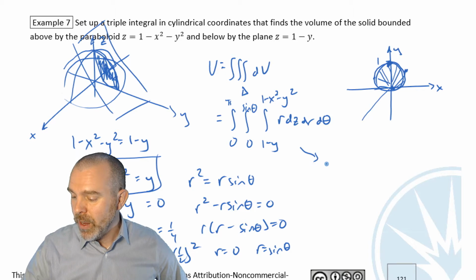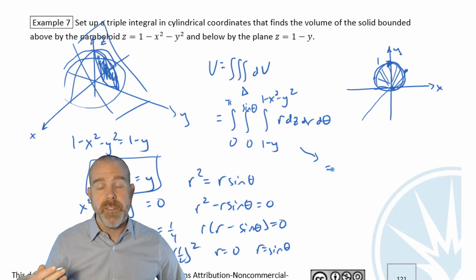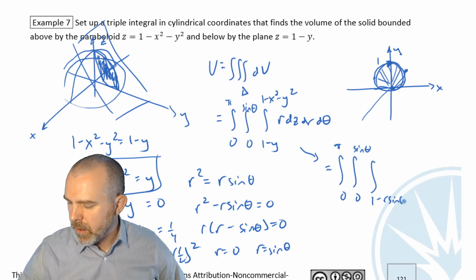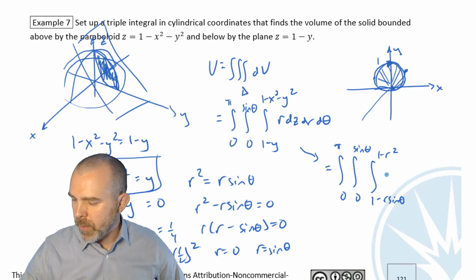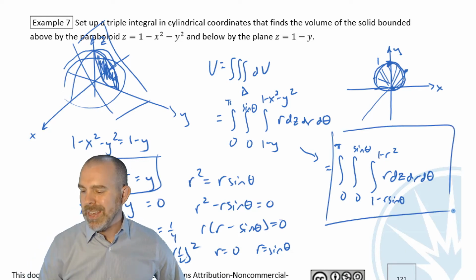The last thing we need to do here is fix the x squared minus y squared and the y, because they have to be in terms of r and theta. So let's rewrite this. 0 to pi, integral 0 to sine theta. And then y is r sine theta. And we could call that 1 minus r squared, right? If you factor out a negative 1, it's x squared plus y squared. And then we have r dz dr d theta. So that would be our integral in cylindrical coordinates.